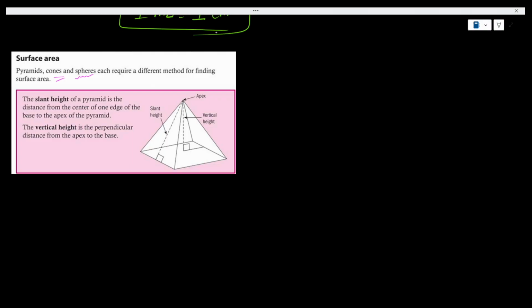A pyramid will have one base, and the side faces are always triangles, and sometimes I need to calculate this, which is called slant height, right? So slant height, if I need to find out, this is perpendicular, right? How do you find this? We sometimes need to use Pythagoras theorem, because wherever you see a 90-degree angle in a right triangle, using trigonometric ratio or Pythagoras theorem, I can find the unknown length.